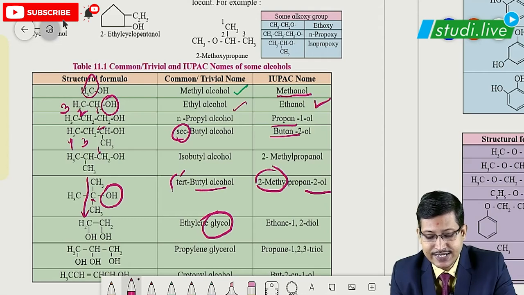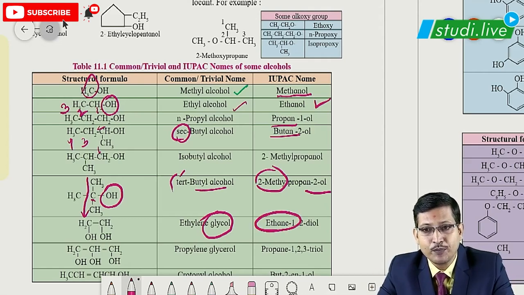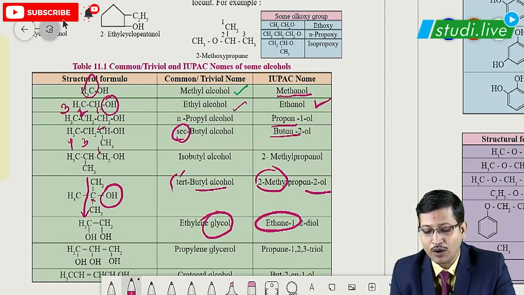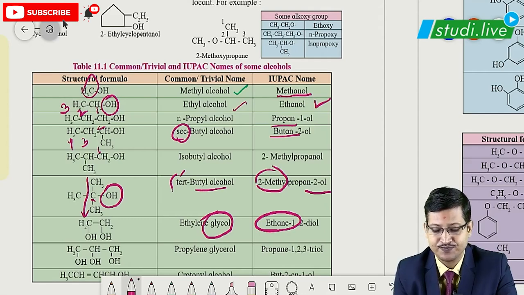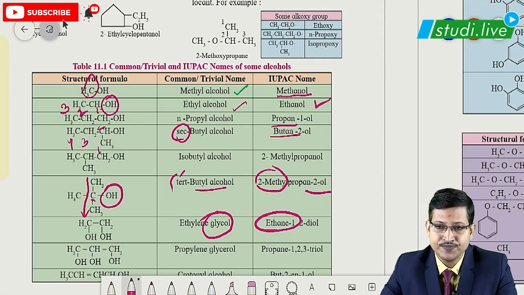Parent alkane is ethane. Now very important thing, the E will not be replaced. That is something very important. E is not replaced. So it is ethane-1,2-diol. So first position, second position. So 1,2-diol. So it is ethane-1,2-diol.